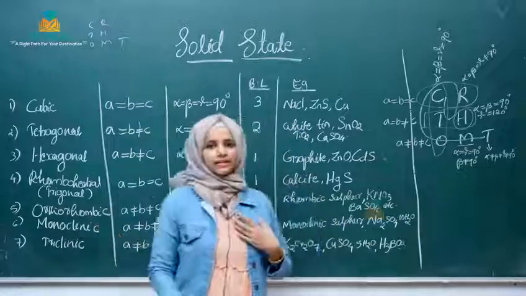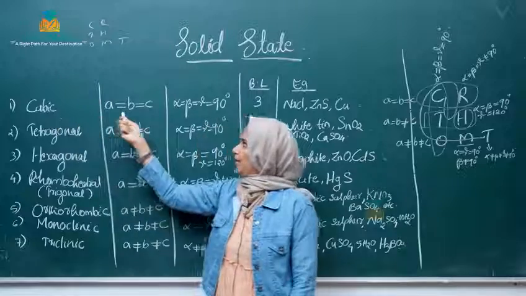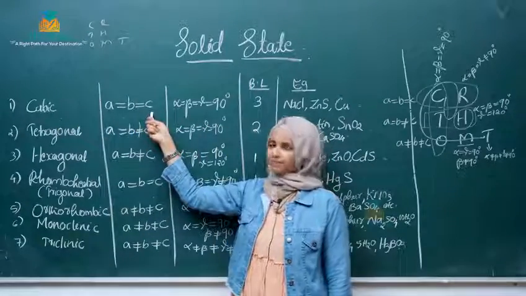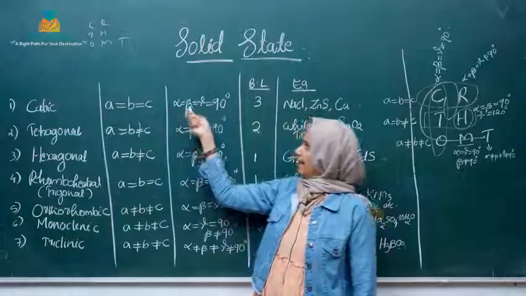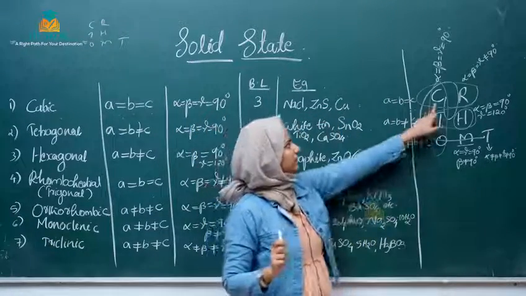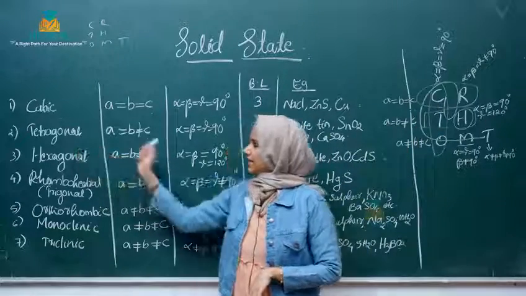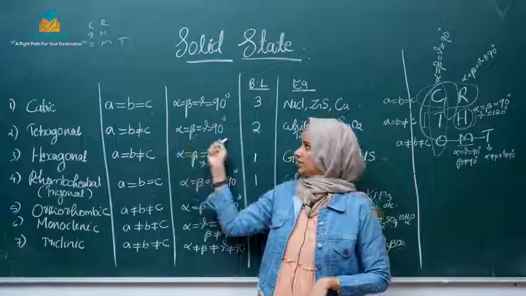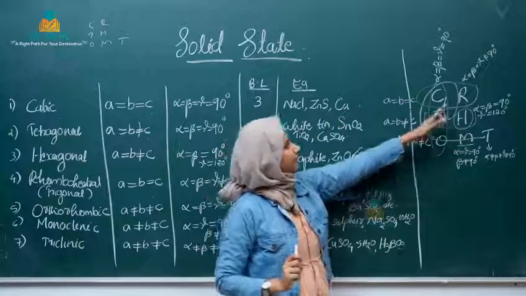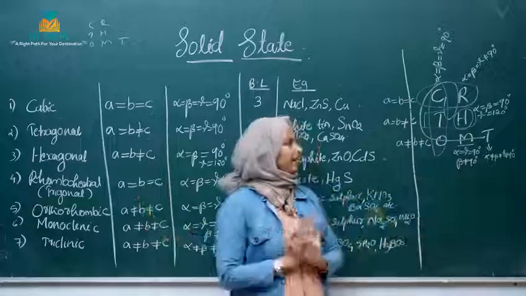Which are the 7 crystal systems? The first one is cubic. Here I told you the sides are A equal to B equal to C, and the angles alpha equal to beta equal to gamma equal to 90 degrees. That you can also see here. The second one is tetragonal. Here I told you like this. While writing like this, you can remember the system very easily.